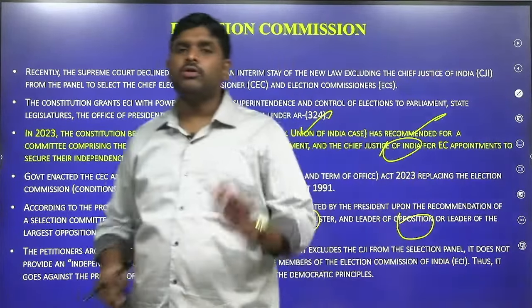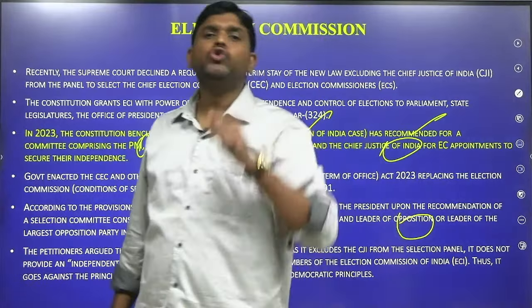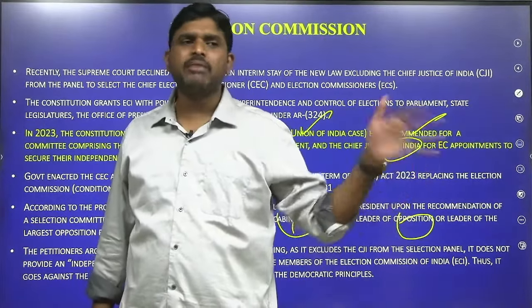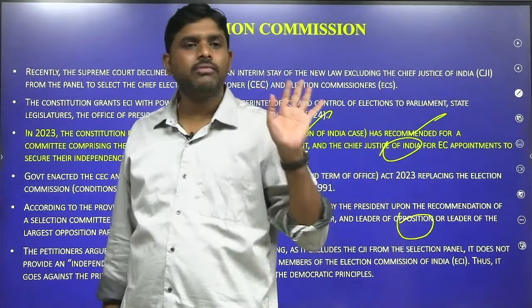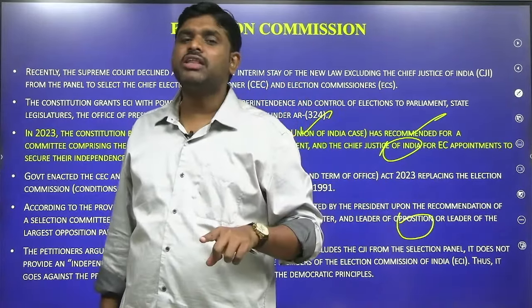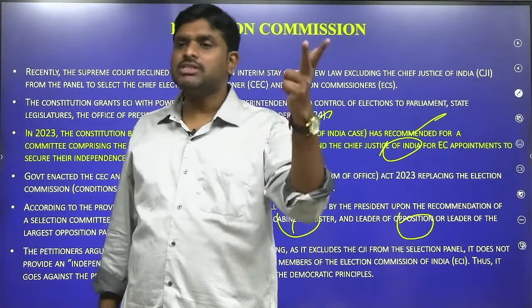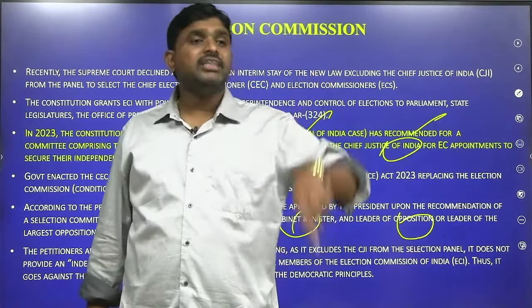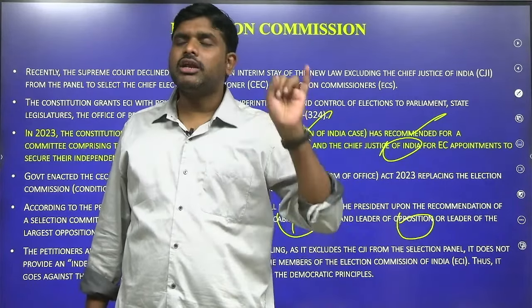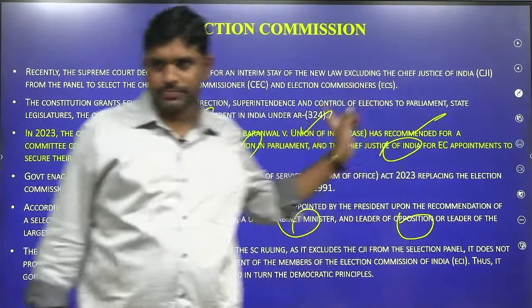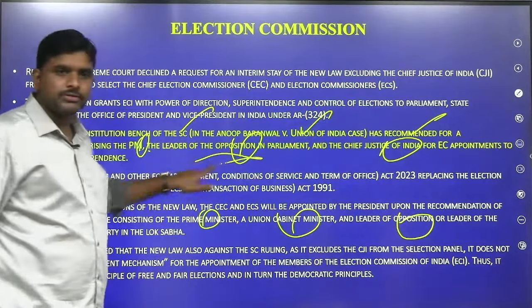Then a petition was filed in the Supreme Court. You told the CJI, but they removed the CJI. Then the Supreme Court told that they are a parliamentary body, they can make law, they made law, finish, you go home. So now the CJI is not there in the select committee. Who is there in place of CJI? Prime Minister, Leader of Opposition as well as Cabinet Minister. But in the judgment, who are there? Prime Minister, Leader of Opposition plus CJI. Leader of Opposition.